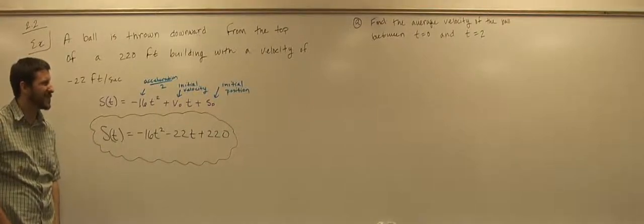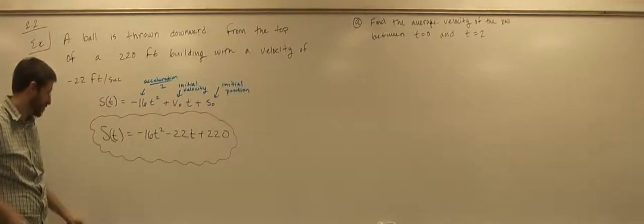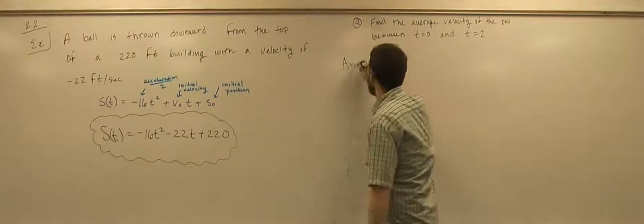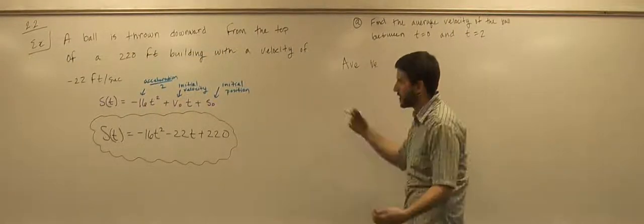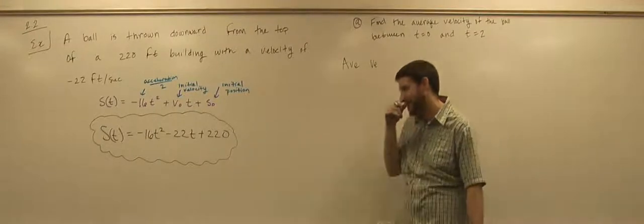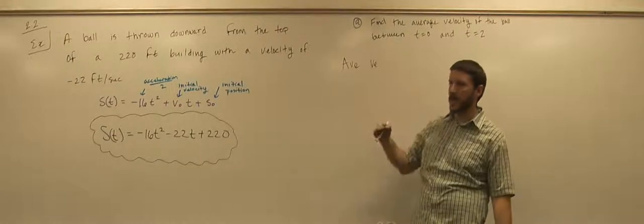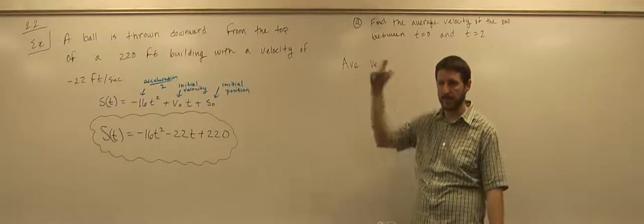How do you find average velocity? Do you remember? The slope formula. Yeah, average velocity. So velocity in general, it's speed, right? Except it has a sign. And the way speed works is it's like miles per hour. It's distance over time, or position over time.